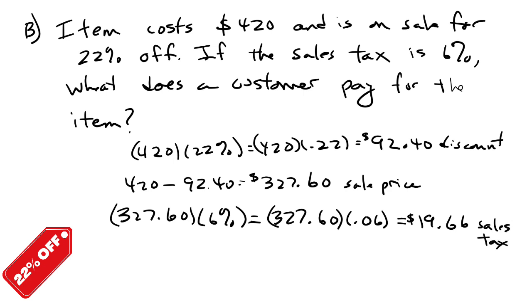So then we have to take $327.60 and add $19.66, and we get $347.26. Very good. Looks like somebody may have rounded a little bit differently, but should have gotten $347.26. So go back and take a look if you didn't get that.